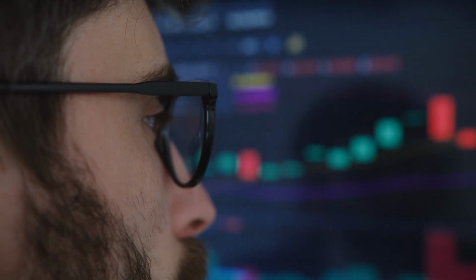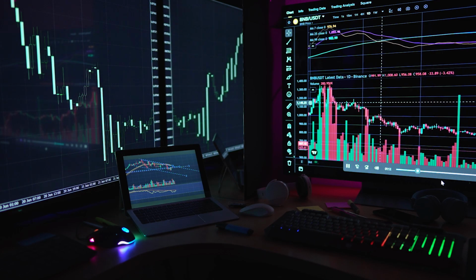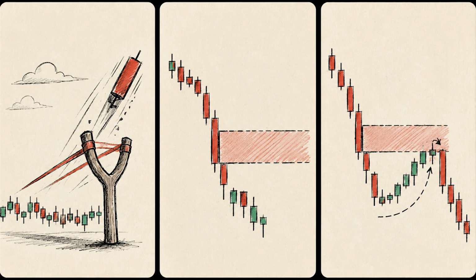Where do these gaps come from? The main reason, actions of institutions. When large funds, market makers, or banks enter the market with huge volumes, liquidity isn't enough to absorb the flow instantly. What happens next? A powerful impulse forms. A pricing imbalance appears. The market remembers this zone and tends to return there later. That's why imbalances act like magnets. Price is drawn back to them.